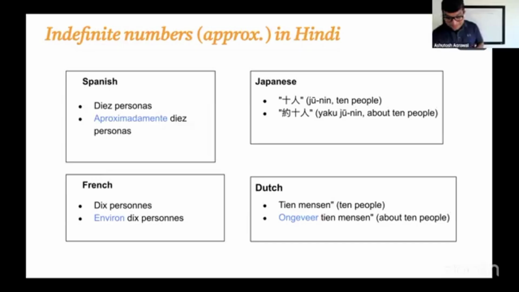Wonderful. Anyone else would like to try different languages? How is it? Yes, go for it.